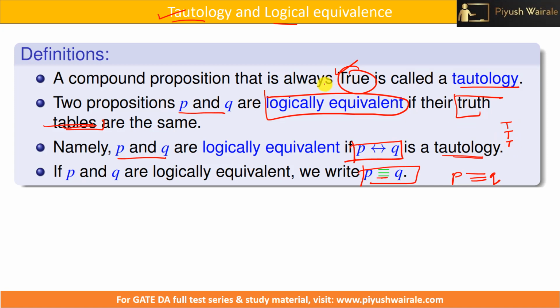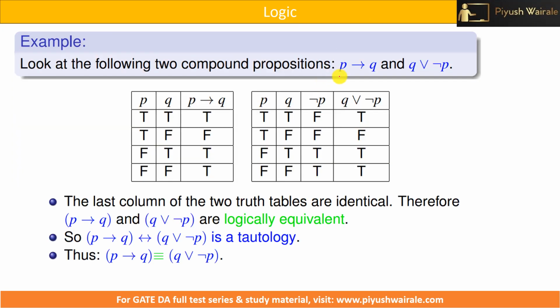Okay, so we'll discuss with the help of a few examples now. Let us take this particular example. Look at the following two compound propositions. First is P implies Q and Q or negation of P. If we draw a truth table for both the cases, first P and Q: T T, T F, F T, F F, and here is the truth table of P implies Q, like this. And same for this particular thing.